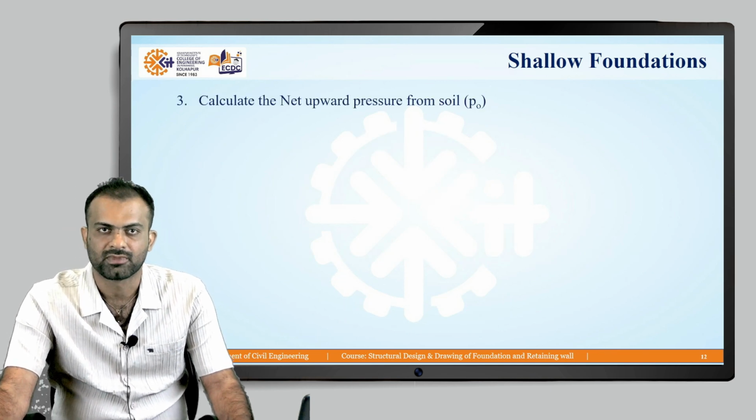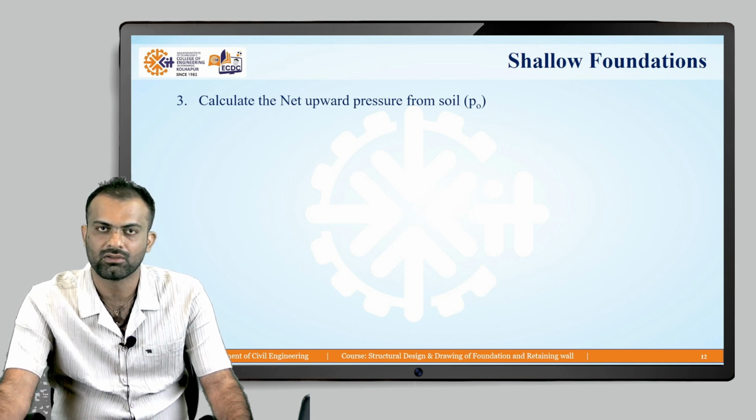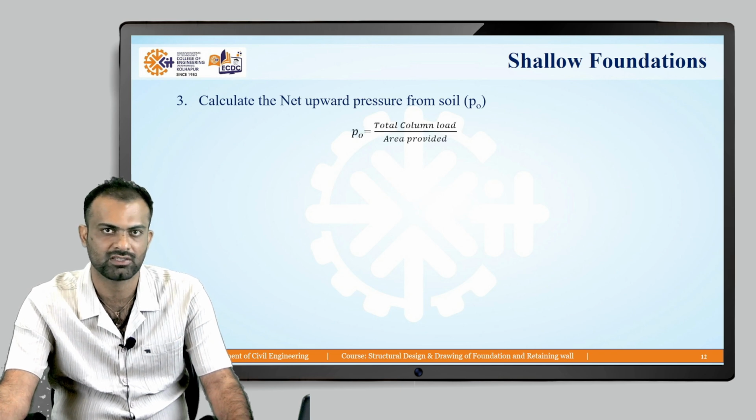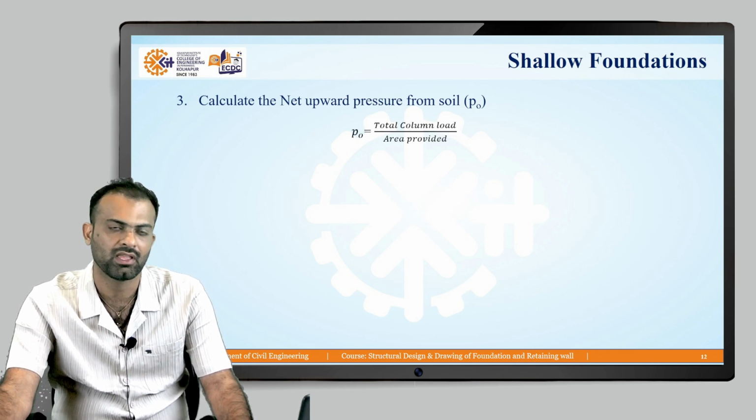Next in the topic, we need to calculate the net upward pressure from the soil. We know the loads coming from the column, and we know the area of the footing, by calculating from the previous step. From that we need to calculate the net upward pressure. Pressure means load by area. So total column load by area provided. Total column load means, in the previous example where I told you 60 kilonewtons, 80 kilonewtons, so 140 kilonewtons, by the area of the footing. From that we can calculate the net upward pressure.